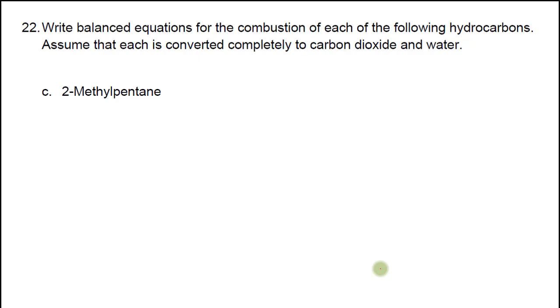All right, balanced equation for combustion. So 2-methylpentane. Oops, it's pentane, not cyclopentane. So I have 6 carbons here, 9, 10, 11, 12, 13, 14 hydrogens. And so when I undergo combustion, it reacts with oxygen, and we get CO2 plus H2O.